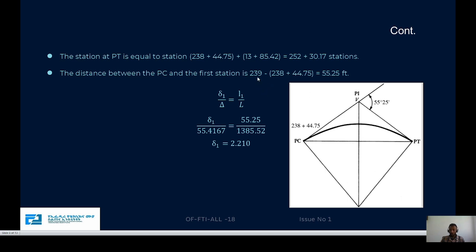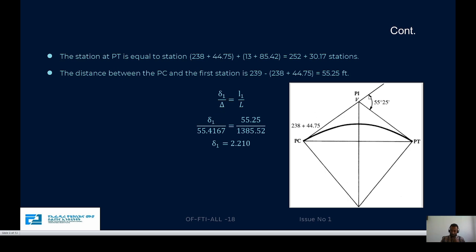So the first whole station will be 239 plus 00 minus the point of curvature. The point of curvature will be 239 plus 54.75. So the first distance will be 55.25 feet. Now we get the deflection: the first deflection over the total deflection delta is equal to L1 over L, the total length. So the first deflection is the required part.